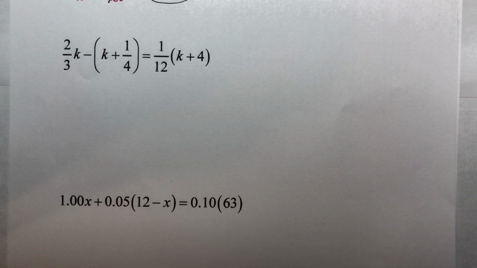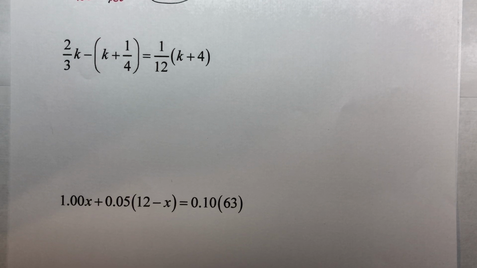This is section 2.3, part 3. I want to solve the equation 2/3 k minus, open parentheses, k plus 1/4, equal to 1/12 k plus 4. Now, I do want to get rid of the fractions here eventually. We do that by multiplying by the least common denominator.